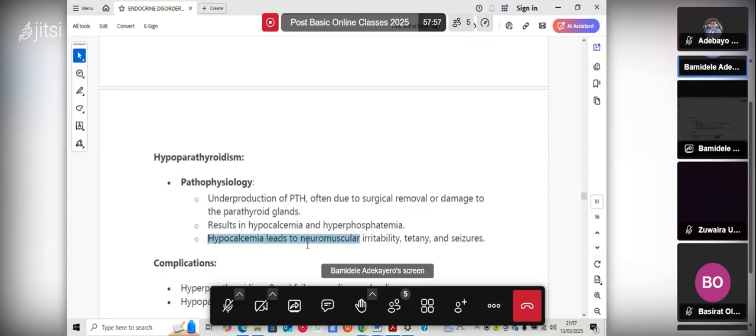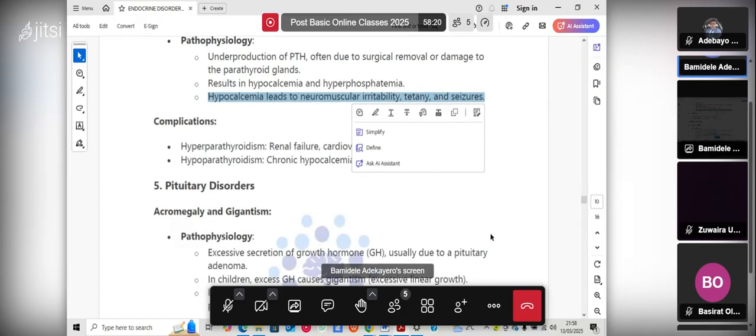So hypocalcemia will also lead to neuromuscular irritability, tetany, and seizures. Why? Because calcium is very important in action potential. It helps in the function of the nerves and the muscles. It helps in muscle contraction. So when there's low calcium, it causes all of this irritability, tetany, and seizures. Complications: hyperparathyroidism leads to renal failure because of the kidney stones, because of the hypercalcemia. And hypoparathyroidism causes chronic hypocalcemia and cataract.